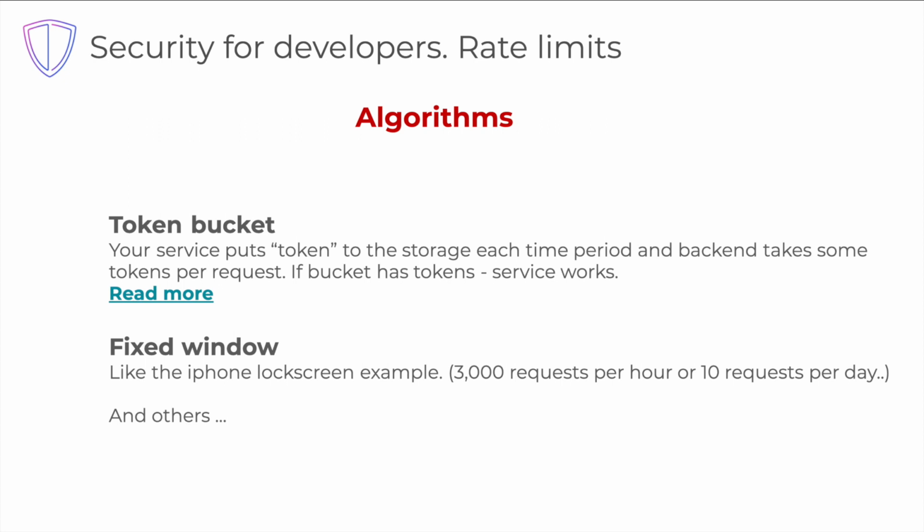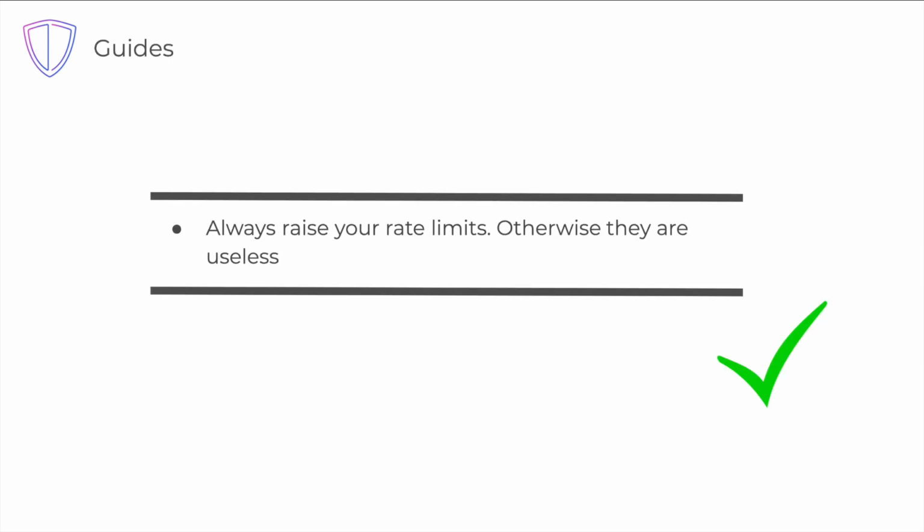The iPhone lock screen is an example of a fixed window, that is, access is blocked to the user after a certain number of requests or attempts, in this case to enter a passcode. We recommend you always increase your rate limits, otherwise they are useless.